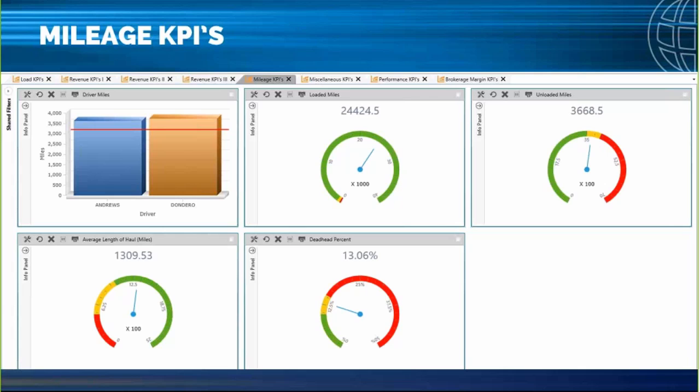Loaded miles. Just what it says, we can look at any time frame to see what our loaded miles are for a specific time frame, unloaded miles for a specific time frame, average length of haul on the bottom left, deadhead percent. An extremely key indicator, so you can track in real time what is your deadhead percent, what is it for today, what is it for this week, what is it for this month, and your dispatchers can work to minimize or lower that.